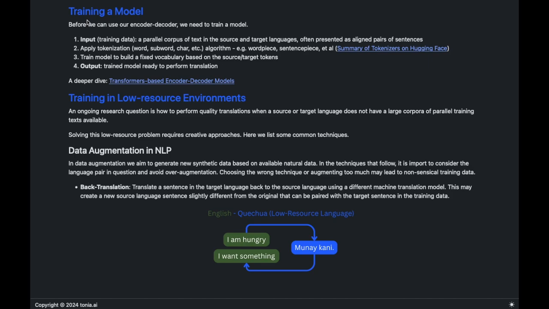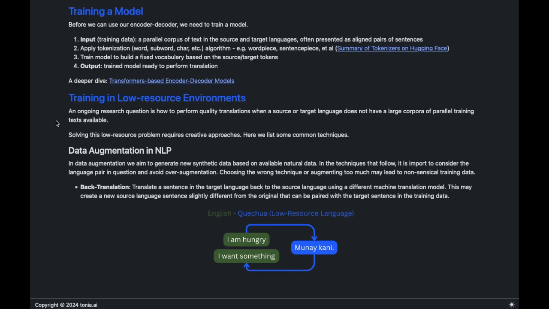So if you look at the steps for training a model, you need input, and that input is usually in the form of a parallel corpus of text in the source and the target languages. And if you do not have that parallel text, where you have text in the source language that aligns with text in the target language, then it is going to be harder to train your models. So what do we do to train in these low resource environments?